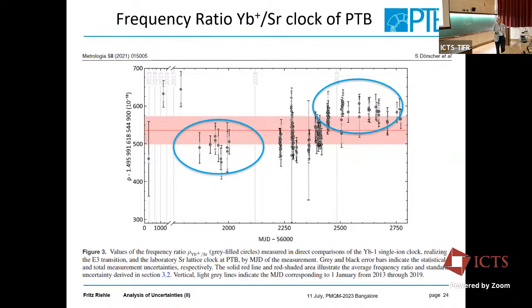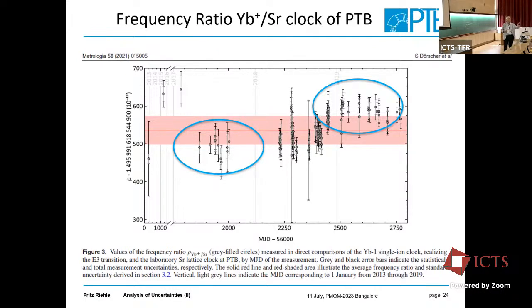So I would be very skeptical that there are not hidden effects that have been overlooked so far. Yes, but the better measurements are between the E3 and E2 of the ytterbium. So for me, it's clear. I'm a little bit suspicious about this. Okay, that is the status.